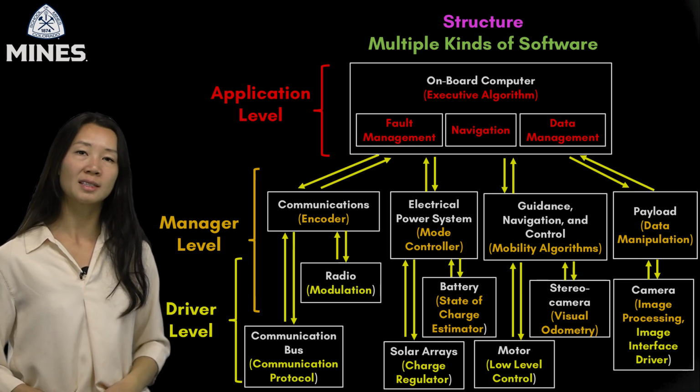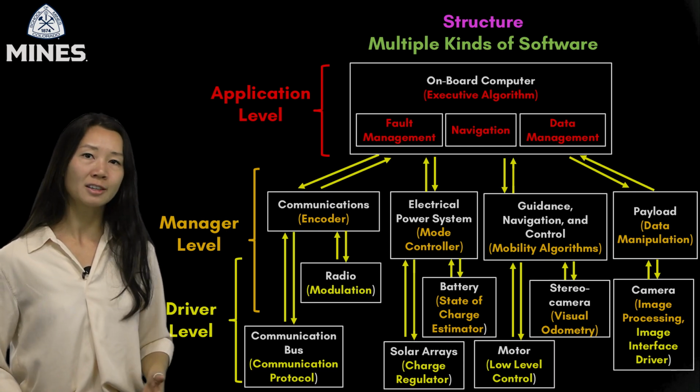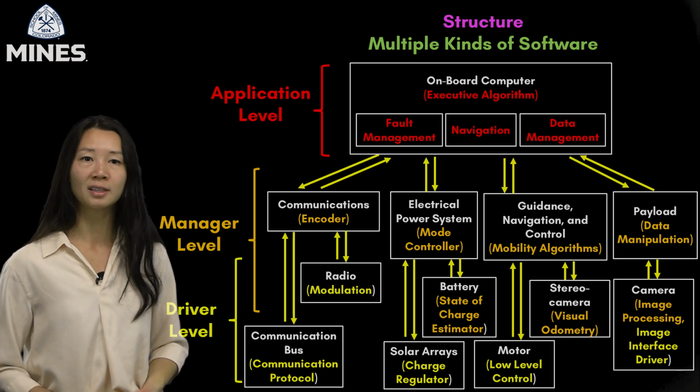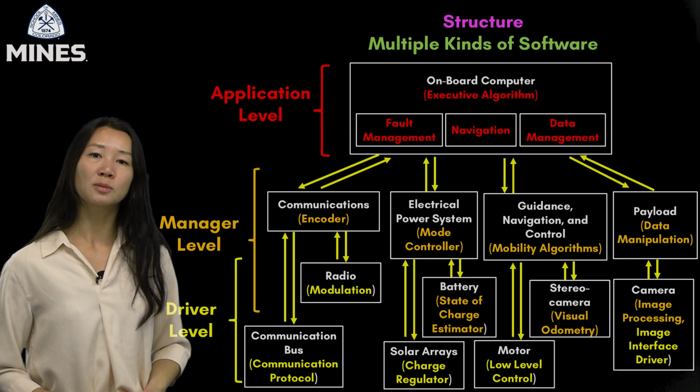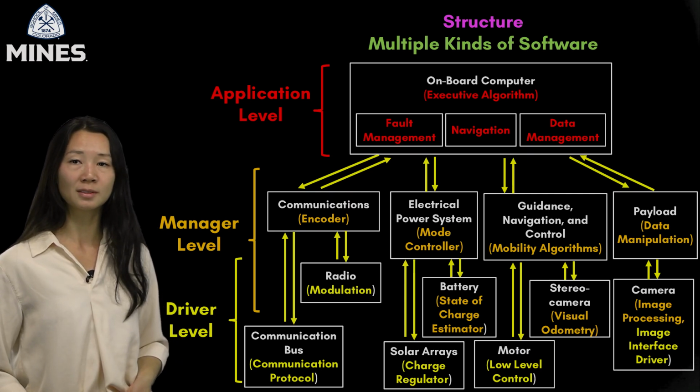Fault management is a system-wide watchdog. It checks if something has failed and kicks the system into safe mode. Navigation decides where to go next based on science goals or operator interaction. Data management decides what to store, what to downlink, and what to throw away based on bandwidth and importance.